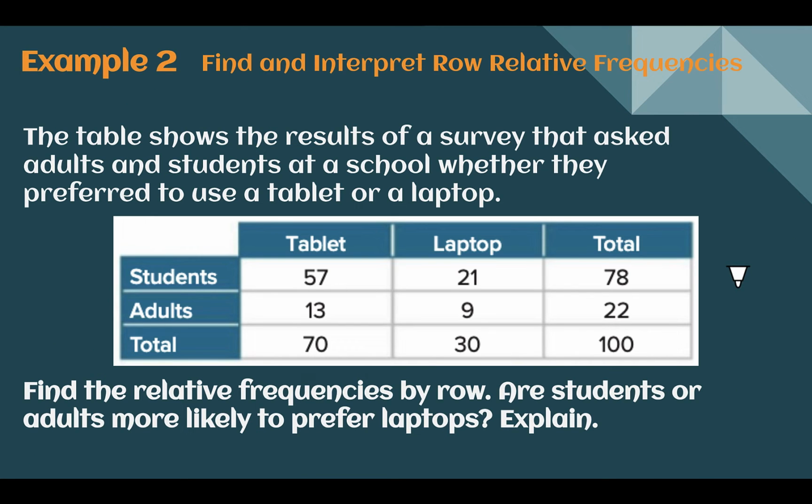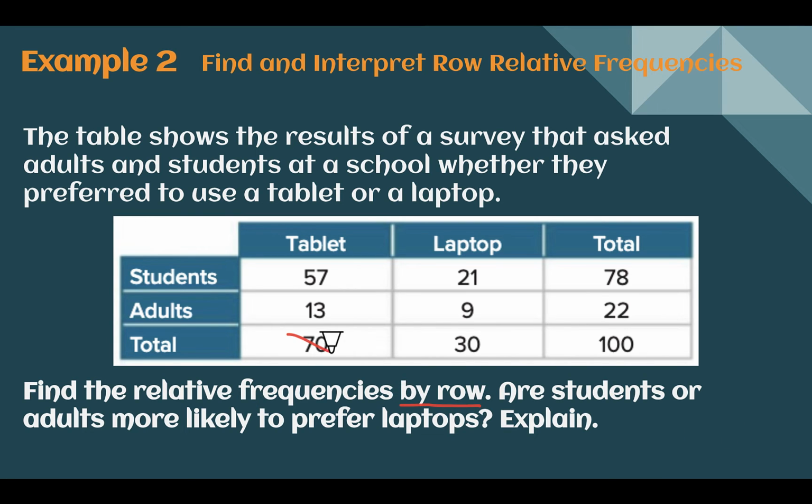Example 2. Find and interpret row relative frequencies. The table shows the results of a survey that asked adults and students at school whether they preferred to use a tablet or a laptop. So here we can see our results. 57 students prefer a tablet, while 21 students prefer a laptop. 9 adults preferred a laptop, etc. 100 people were surveyed. Here's our totals. We need to find the relative frequencies by row.